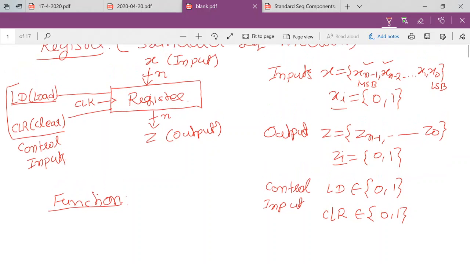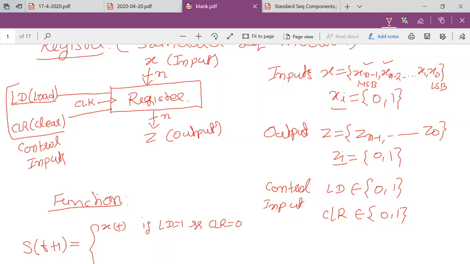Okay, so now I am going to figure out the function of this register in terms of the states. If you are familiar with this, we were representing the output of a particular flip-flop as a state. As I have discussed, the register is internally going to use flip-flops. So whatever the output is, I am representing with the state, right? So s(t+1), that means the output will be x(t). That means Z would be equal to X if LD equals 1 and clear equals 0.